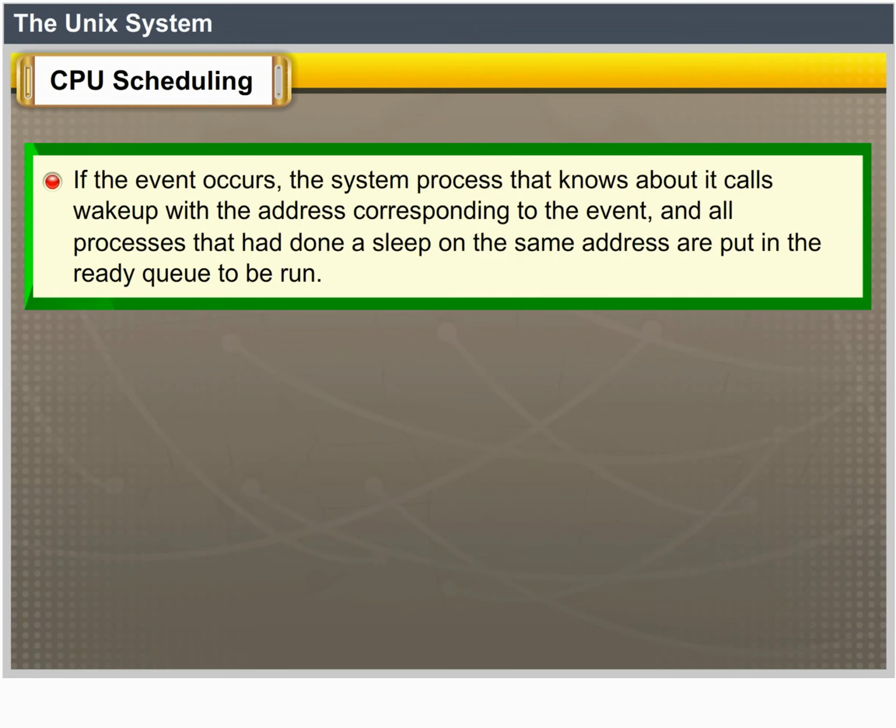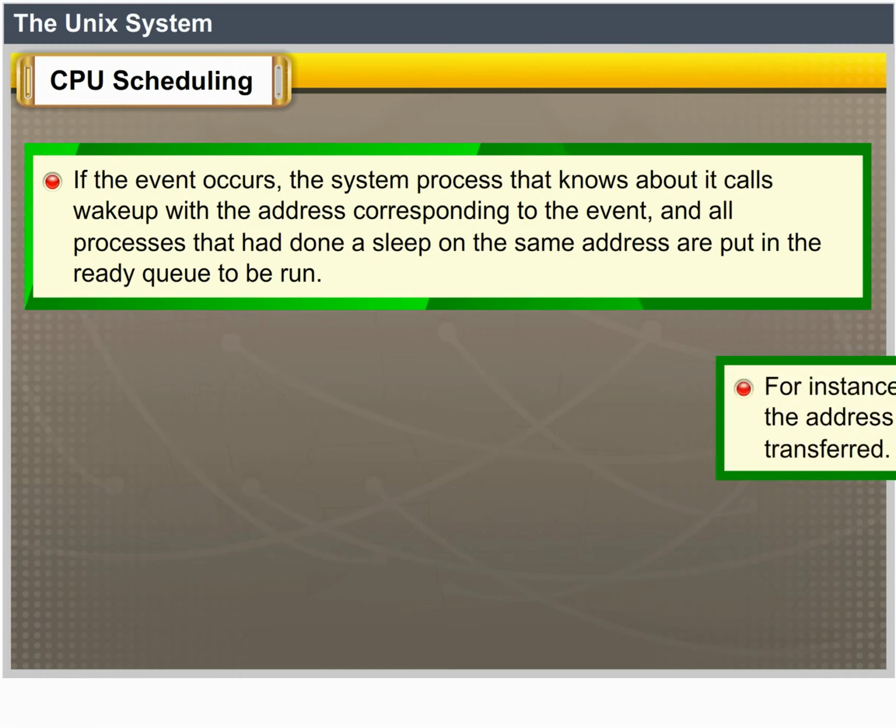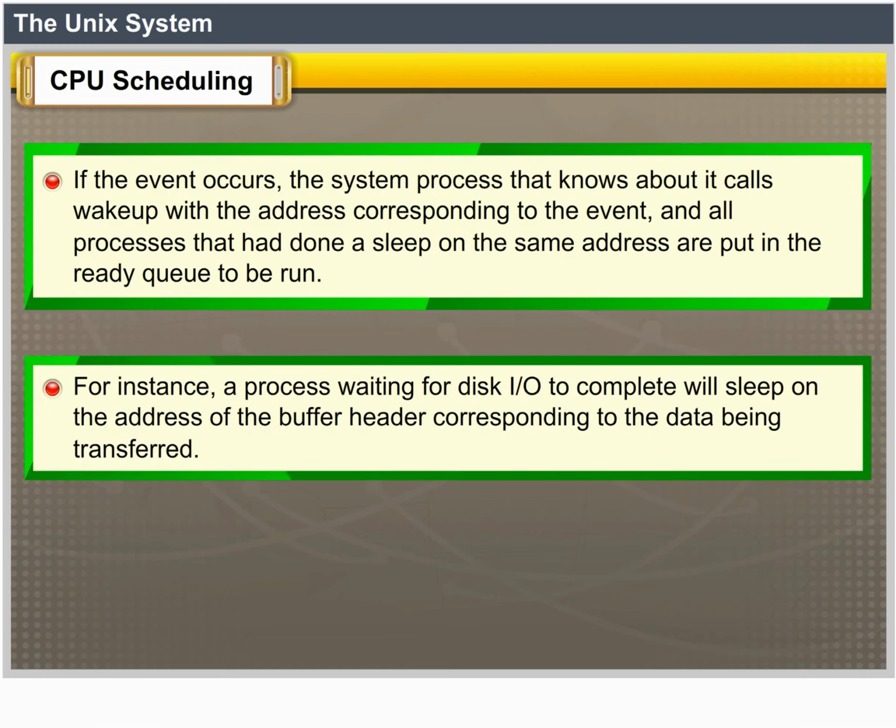When the event occurs, the system process that knows about it calls wakeup with the address corresponding to the event, and all processes that had done a sleep on the same address are put in the ready queue to be run. For example, a process waiting for disk I/O to complete will sleep on the address of the buffer header corresponding to the data being transferred.